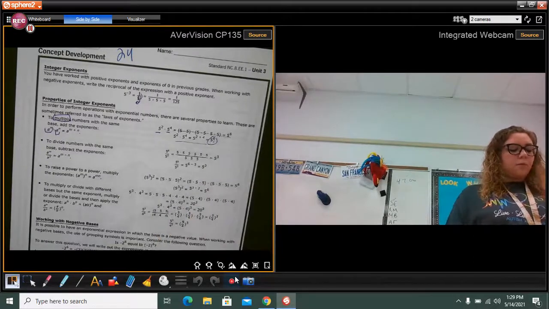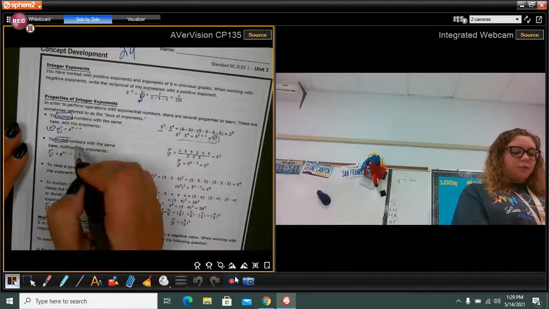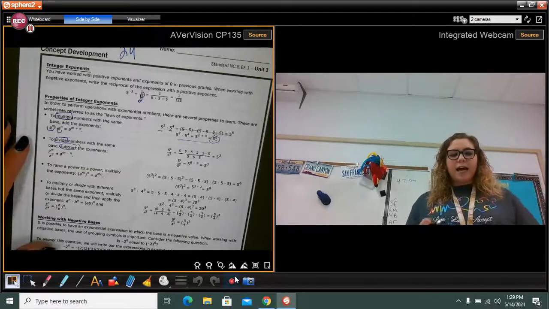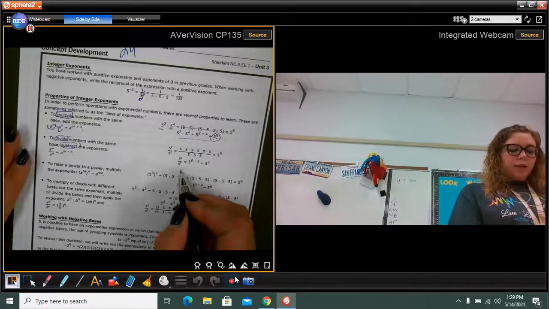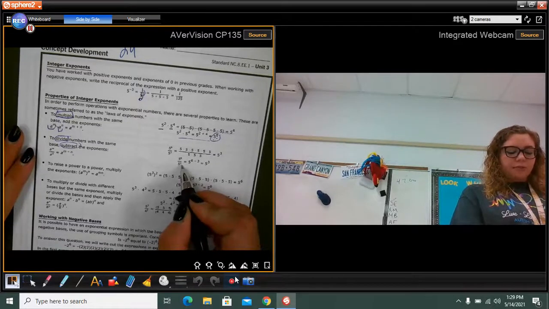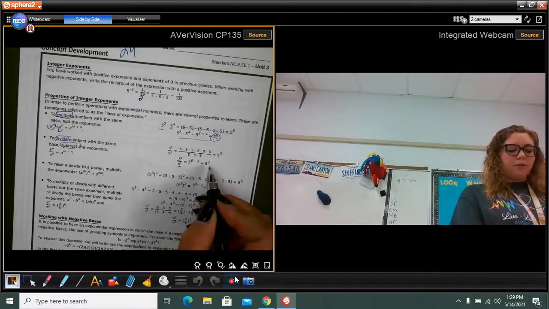Okay. To divide, you're going to do the opposite of multiply, you're going to subtract. Again, your base has to be the same. So, look over here. I have 6 and 3. My base is the same. 6 minus 3 is 3, so I'm left with 5 to the 3rd.